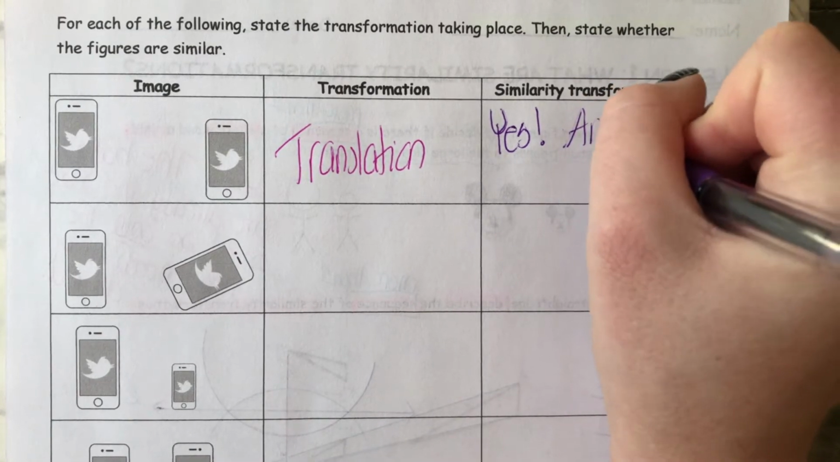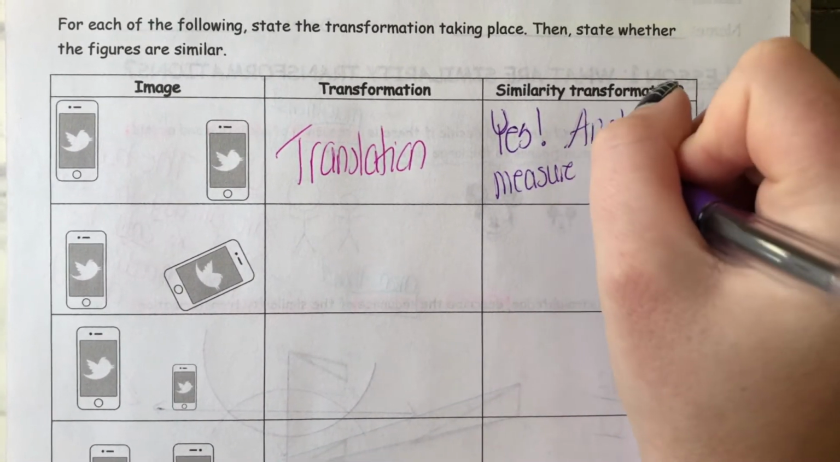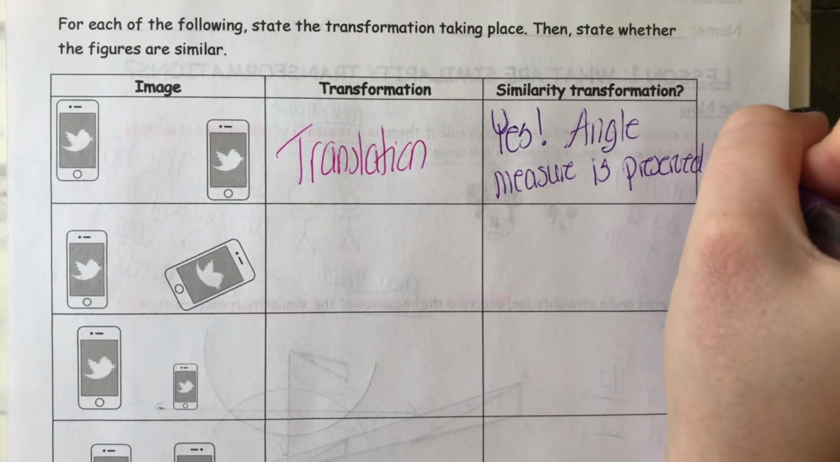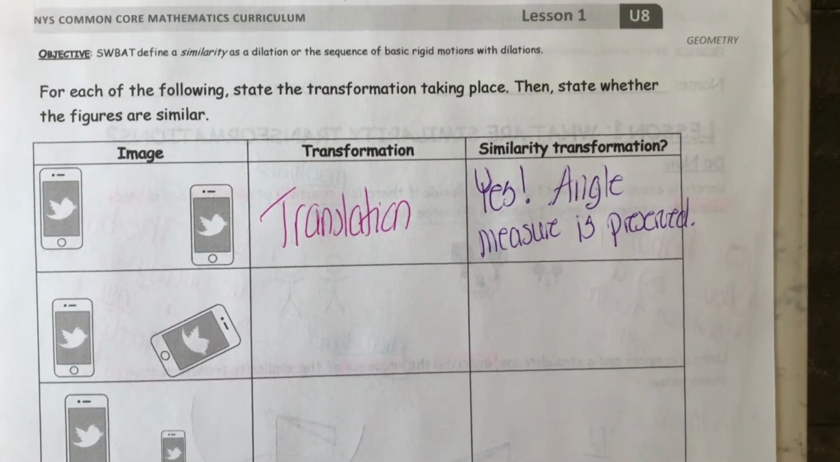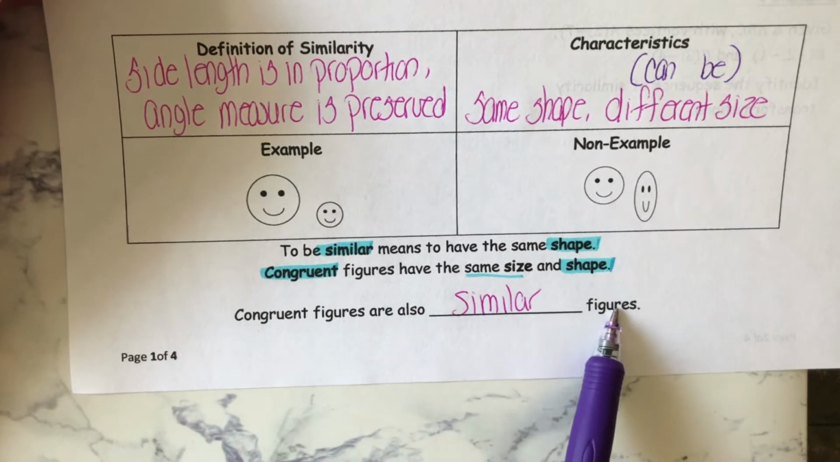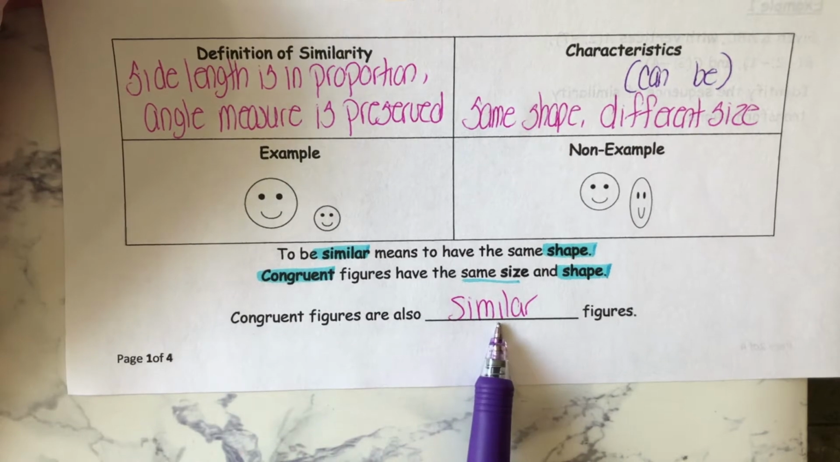Add that on with me. Angle measure is preserved. All right. So one more time, if I just flip back to the front at the bottom here, I know that congruent figures are also similar figures. Congruent would be a translation, but it's also similar. So the answer was yes.